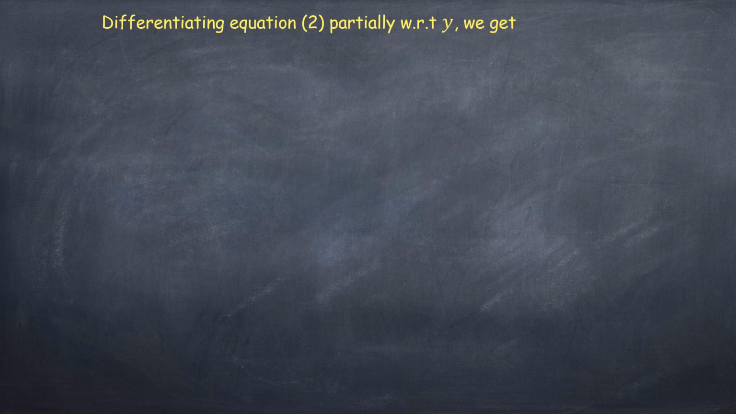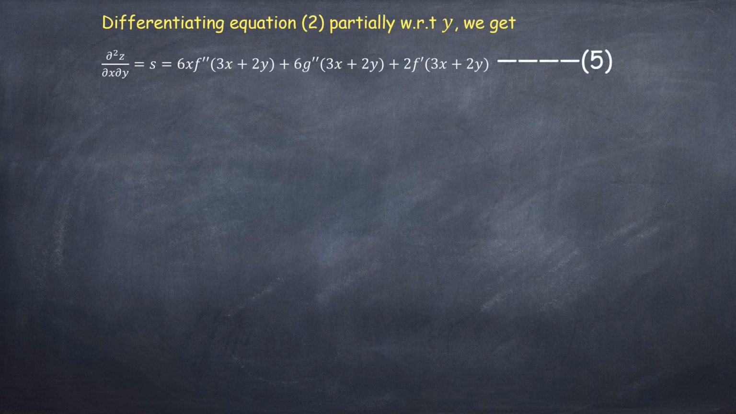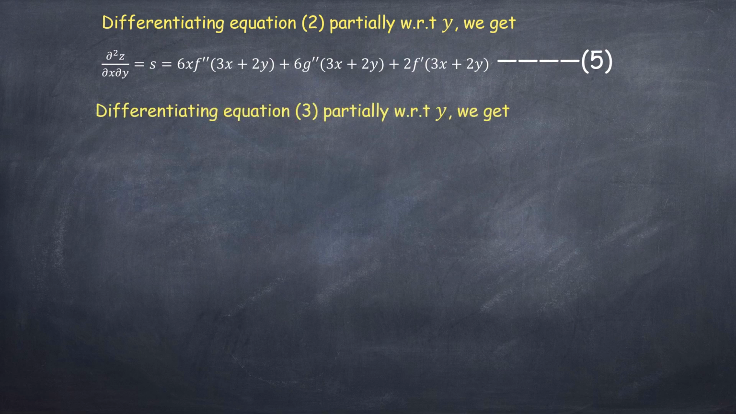Differentiating equation number 2 partially with respect to y, we will get s is equal to 6x into f double dash plus 6 into g double dash plus 2 into f dash. Differentiating 3 with respect to y, we will get t is equal to 4x f double dash plus 4 g double dash. Now again observe equations number 1 to 6 carefully, then eliminate the respective arbitrary functions.